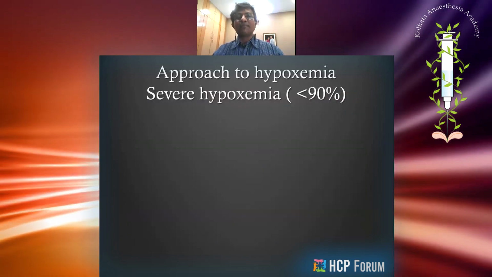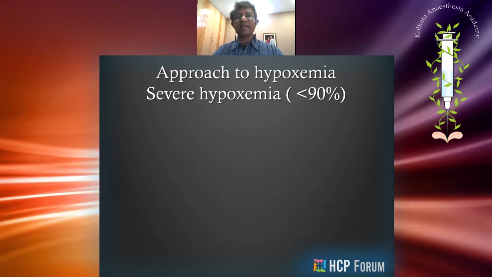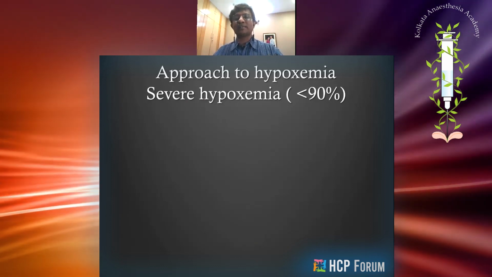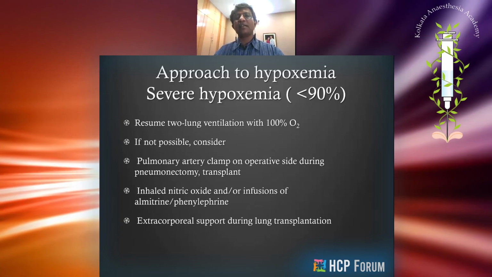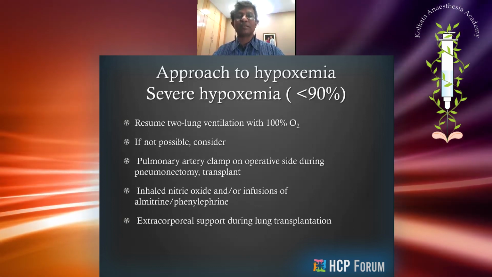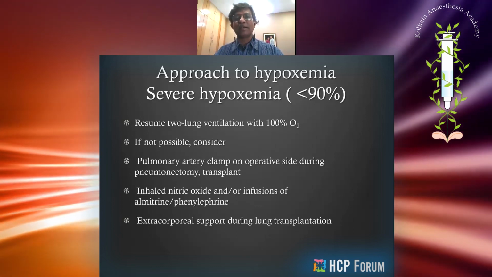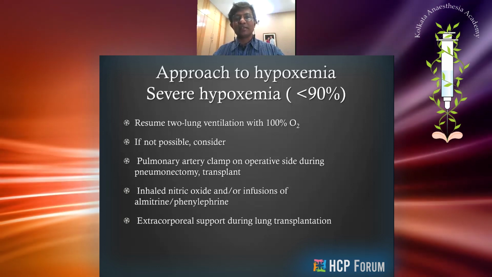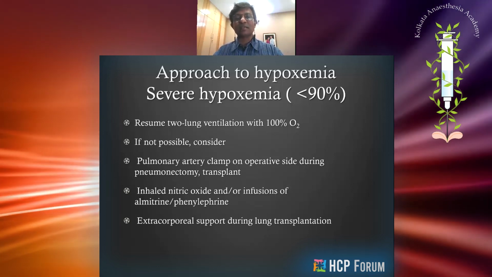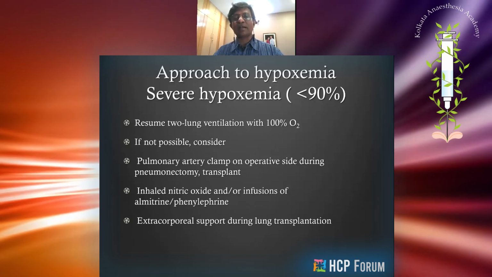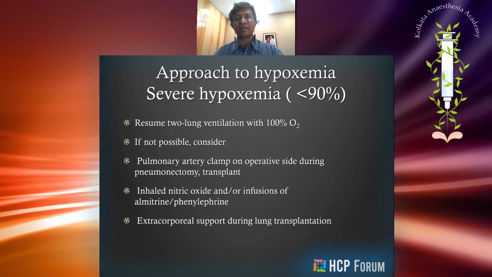For severe hypoxemia, which is less than 90%, how many people say it is less than 86%, is that stop the surgery, resume 2-lung ventilation. Even with this, if it is not possible, you can ask the surgeon to clamp the pulmonary artery. So you're trying to decrease the shunt at least.